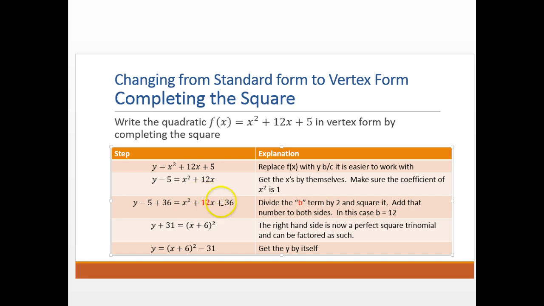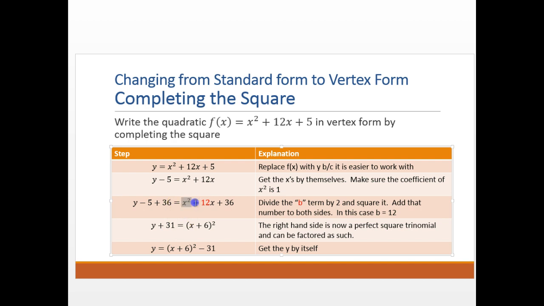The next step is actually completing the square. We're going to take this b term, this 12 in front of the x, and we're going to take half of it, so half of 12 is 6, and then we're going to square it. When we square 6, we get 36. So this gives us x squared plus 12x plus 36 on the right-hand side. And when we simplify on the left-hand side, we're going to get y plus 31.